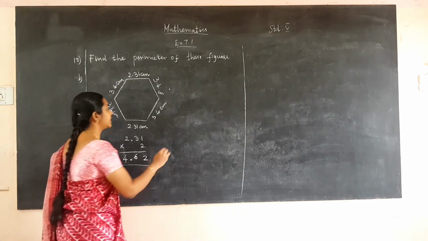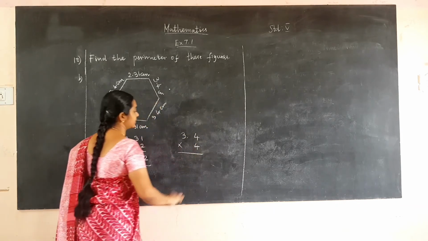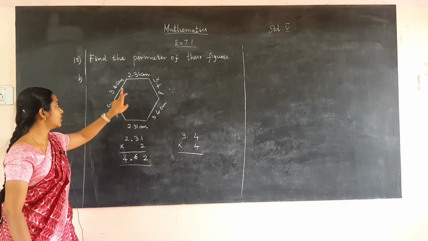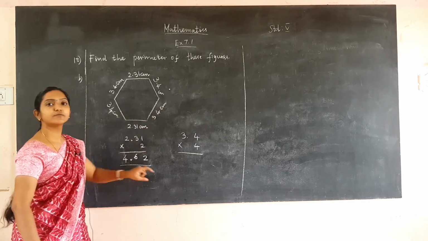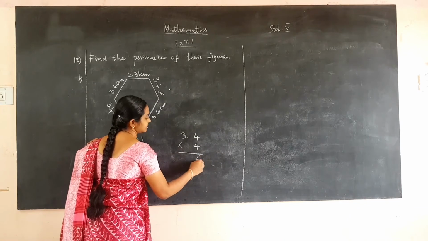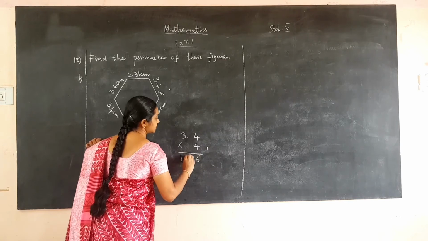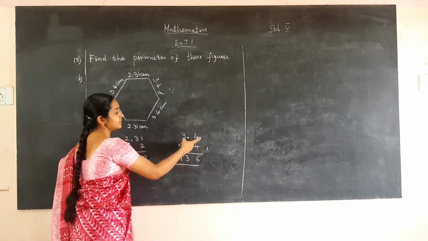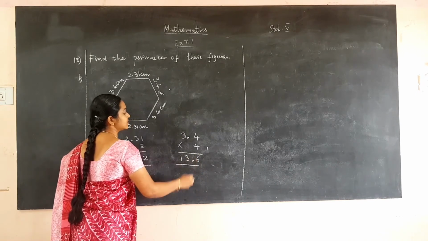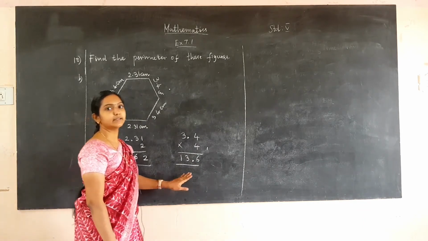Next we have to multiply 3.4 into 4. Because we are having 4 sides with 3.4 centimeter. 1, 2, 3, 4. So we are multiplying it with 4. 4 into 4 is 16. Write 6 here and 1 is remaining. 4 3s are 12. 12 plus 1 is 13. The decimal point is here before one place. So we have to keep the decimal point before one place. So it is 13.6. Now we have to add 4.62 and 13.6.